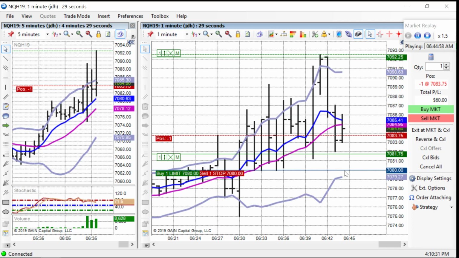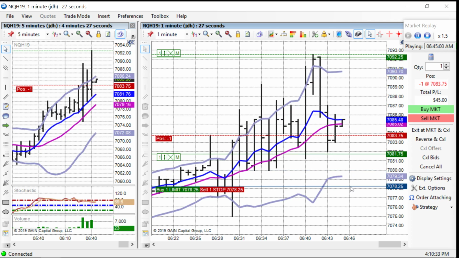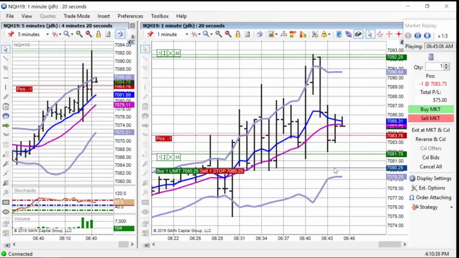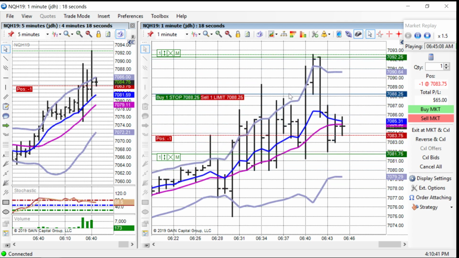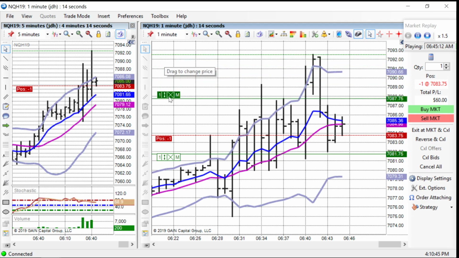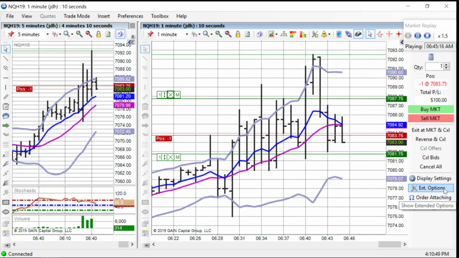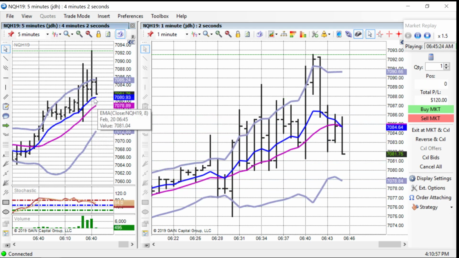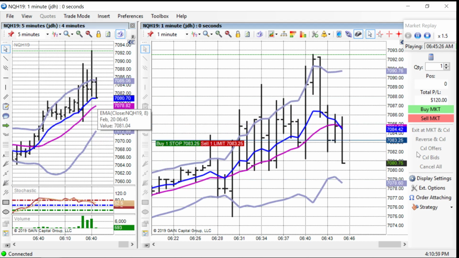Come on, come on. Look where I've got my stop loss. I'm risking it all. Bad. I shouldn't do that. Bad habit. Bad habit. And I'm trying to trade counter trend on the 5-minute chart here as it moves down to the 80 EMA line there.